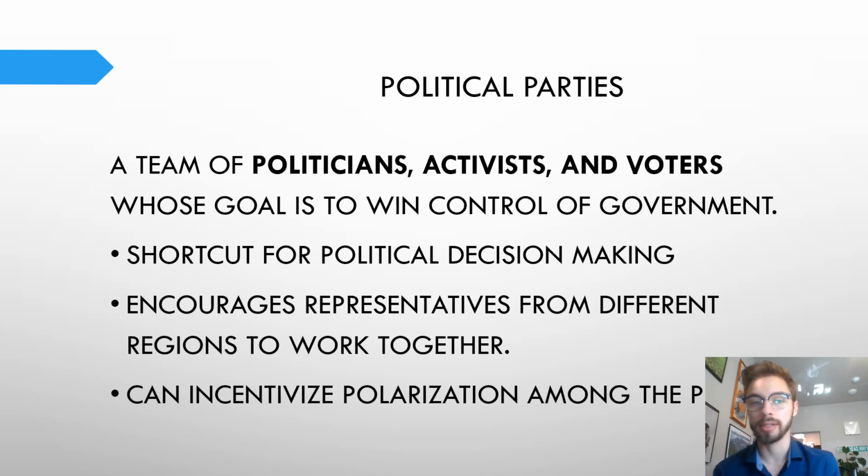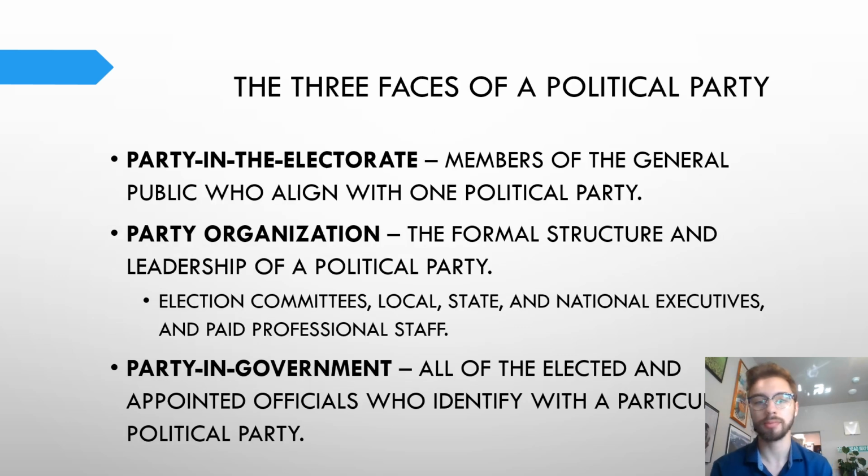And the key takeaway from this slide is that a political party is a collective of 3 different levels of individuals, politicians, activists, and voters who have a common goal to win control of government and represent their interests. Now, when we look at a political party, we see there are 3 general faces to a political party. This is a detailed illustration of that last point.